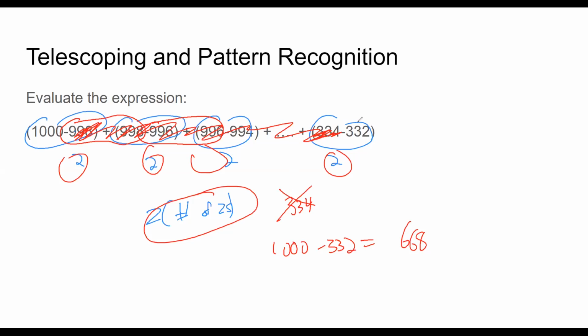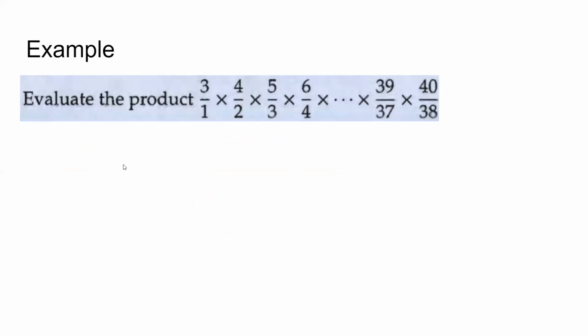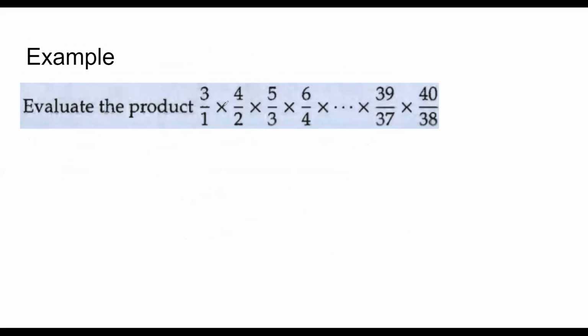So whenever you see something long like this, always look for terms that are going to cancel out, and you can telescope the problem, so to say. For this one, it was pretty clear, but sometimes it's a lot harder to see. Take this gnarly product here: 3 over 1 times 4/3 times 4/2 times 5/3 times 6/4 all the way up to 40 over 30.